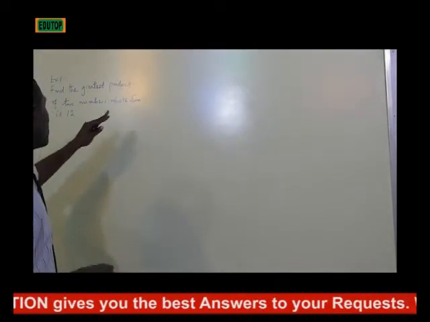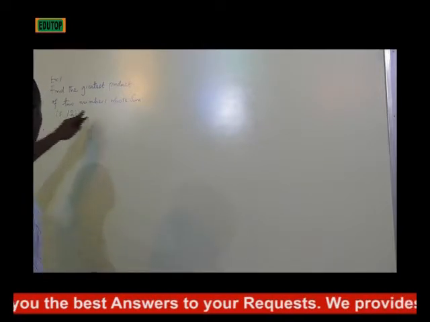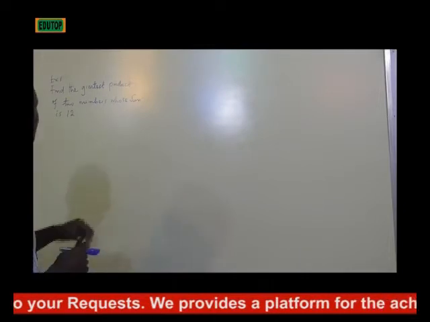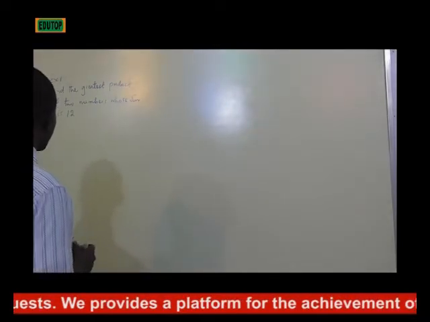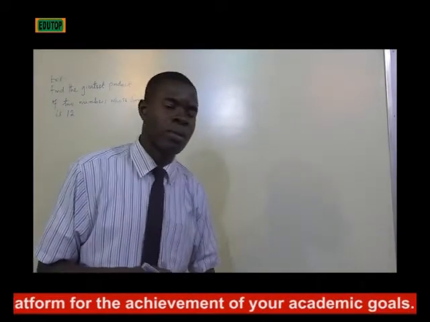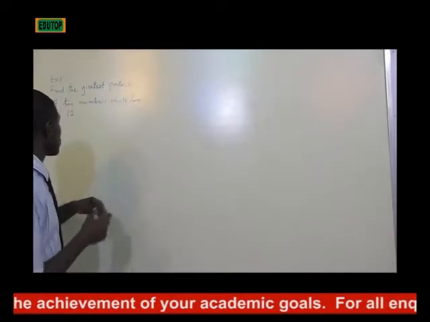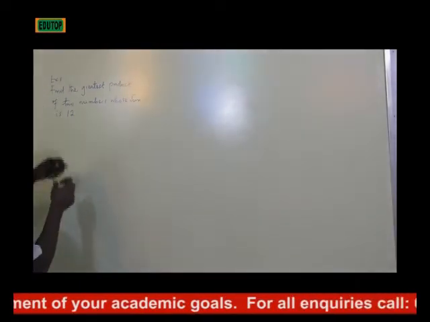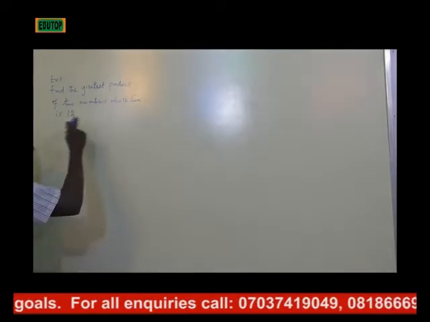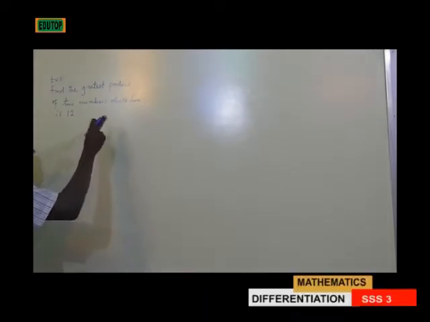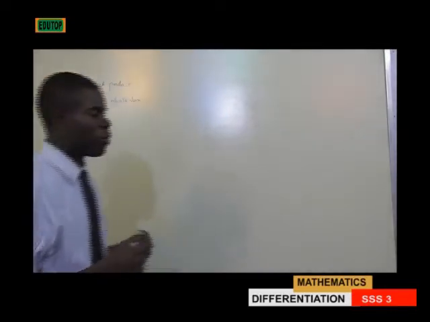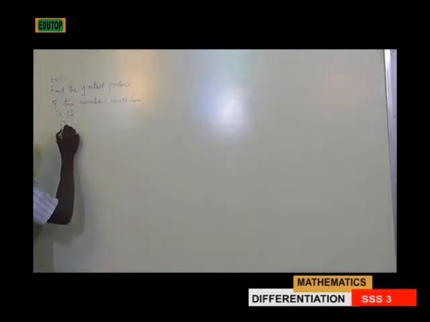An example here is to justify the claim. Example 1 says: find the greatest product of two numbers whose sum is 12. So here we are asked to determine the maximum value. So we can use the concept of minimum and maximum point to determine the maximum value. The question says find the greatest product, that is the maximum value, of two numbers whose sum is 12. So, solution.